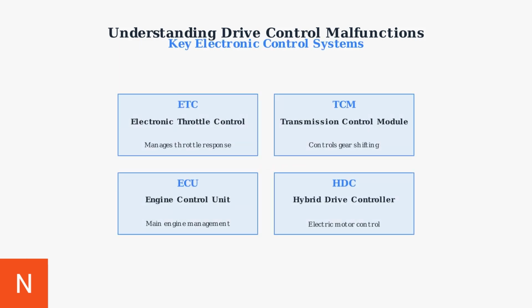Four main electronic systems control vehicle propulsion. The electronic throttle control manages throttle response, the transmission control module handles gear shifting, the engine control unit serves as the main brain, and hybrid drive controllers manage electric motors in hybrid and electric vehicles.